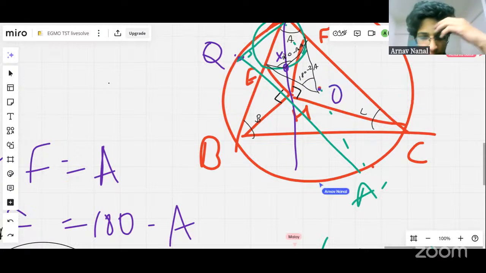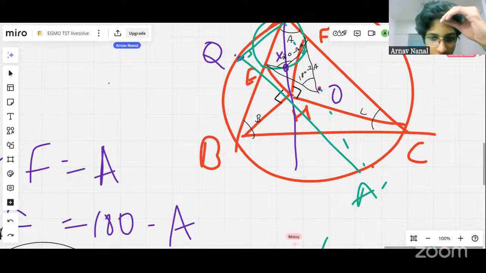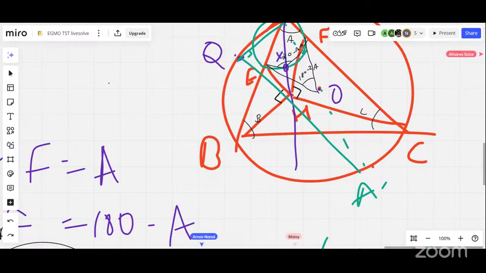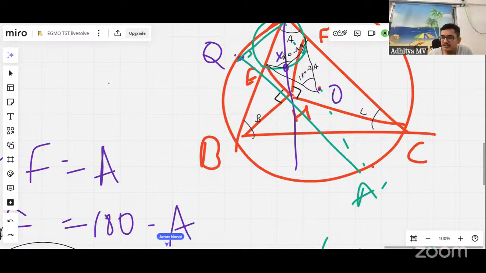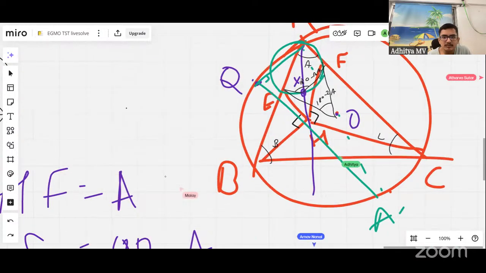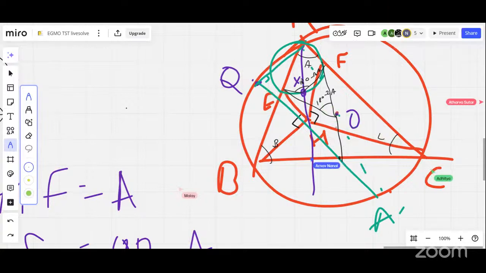What have you defined X to be? X is AH cap AF. Okay. One more thing we can maybe use is that AH is supposed to be parallel to OM, and we have parallel line stuff like QXO. Right. Yeah, that's good.